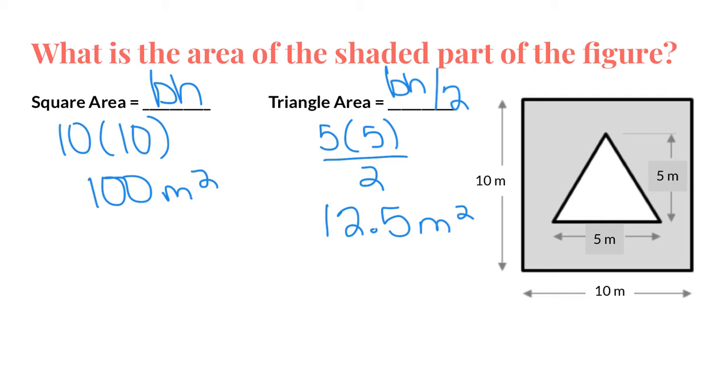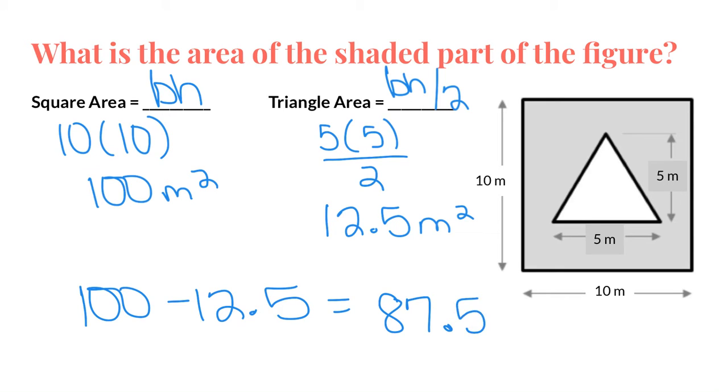Okay, so we have the area of the square. We have the area of the triangle. Basically, it looks like a piece of paper with a triangle cut out of it. So what do we need to do with the two areas? Subtract them. So 100 minus 12.5 leaves you with an area of 87.5 meters squared.